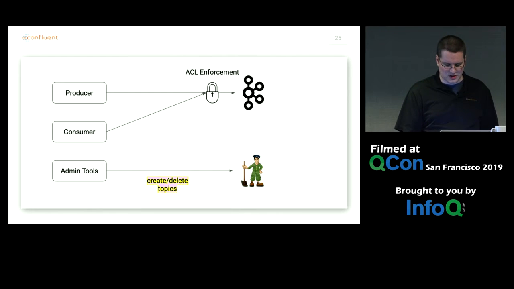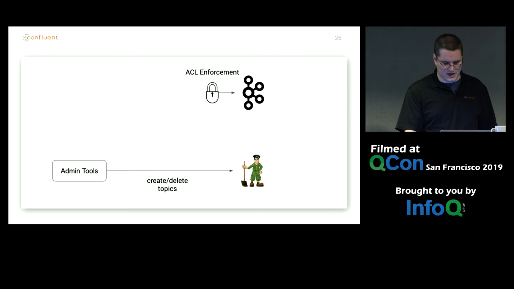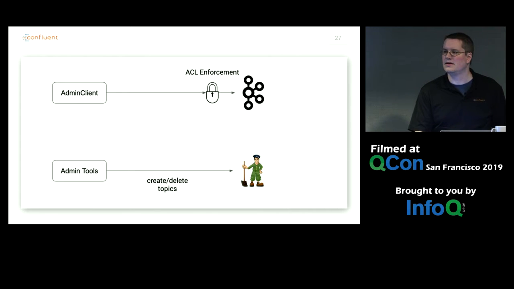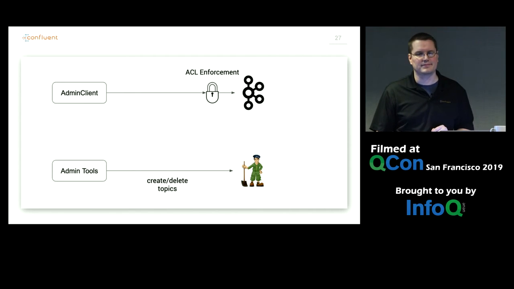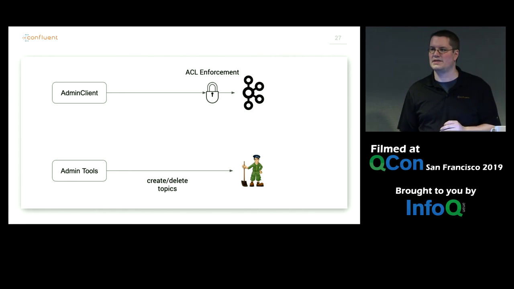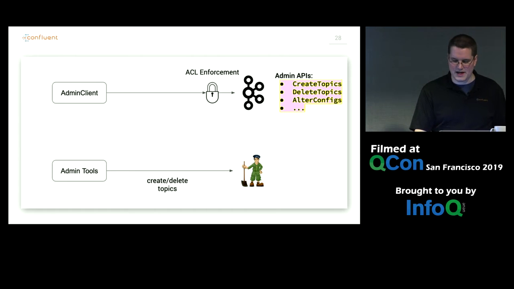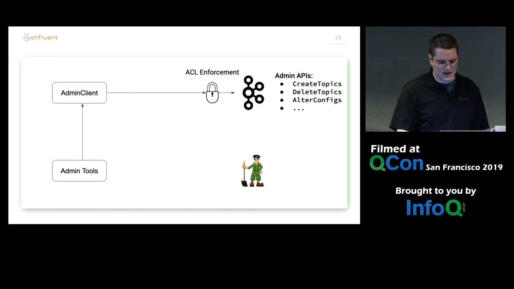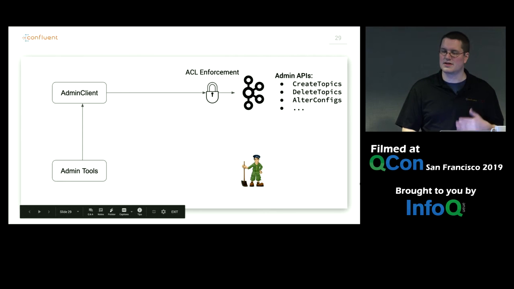So our next goal here was basically to rework the admin tools in terms of APIs on the broker. And in order to do that, we created this thing called admin client. Admin client was similar to the producer and consumer in the sense that it's basically a class which communicates with the broker over well-defined APIs. And so these APIs were things like create topics, delete topics, alter configs. And so we've been reworking the admin tool so that they use the admin client rather than talking directly to Zookeeper.